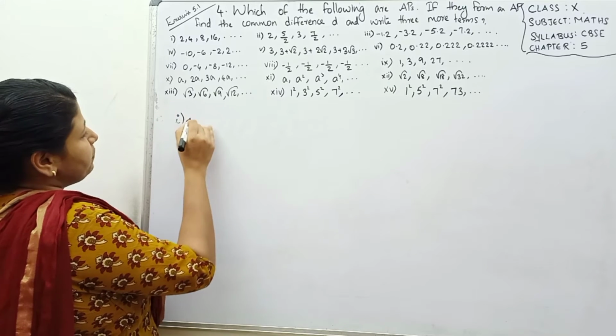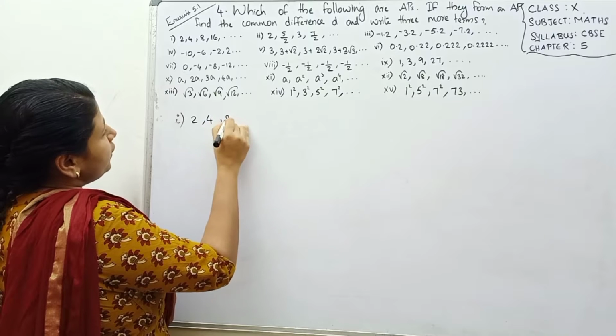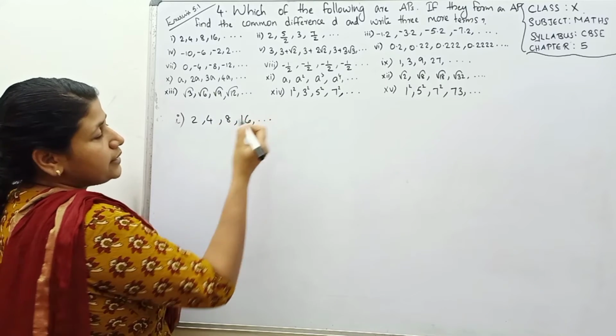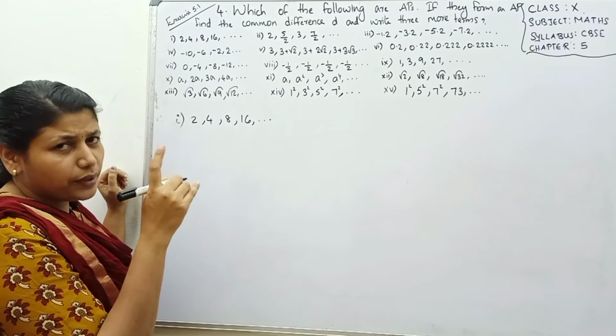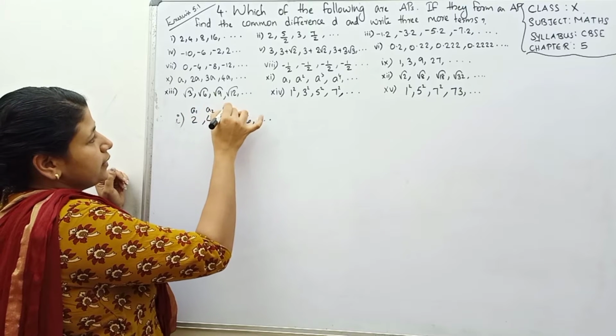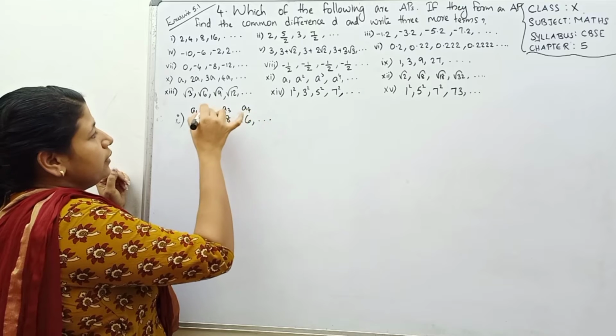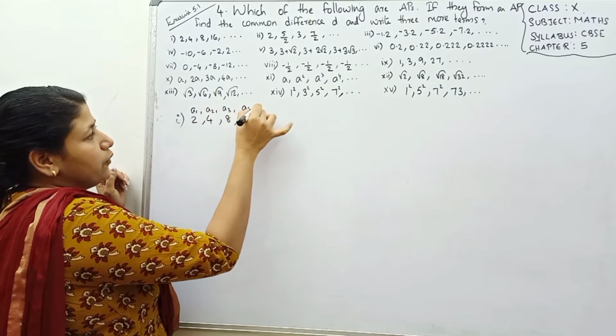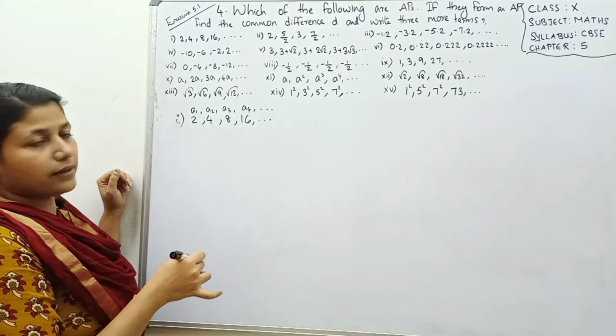സോ ഫസ്റ്റ് ക്വസ്റ്റ്യൻ നോക്കാം. 2, 4, 8, 16 etc. We know that this is the first term, this is the second term and this is the third and this is the fourth. A1, A2, A3, A4 etc. is a common terms in AP.